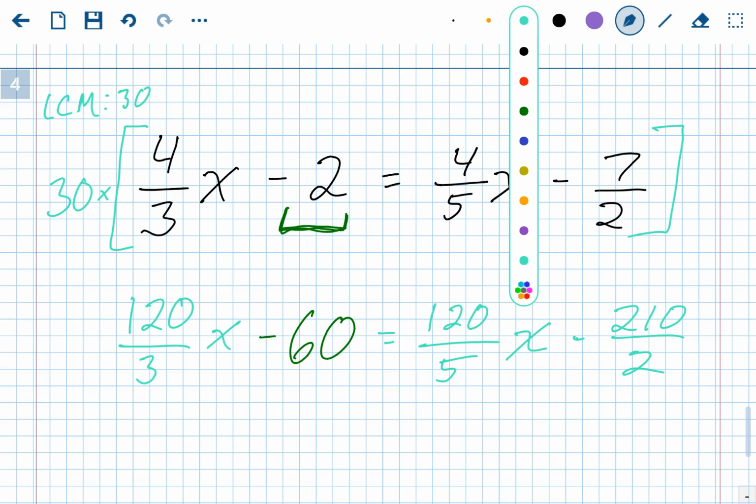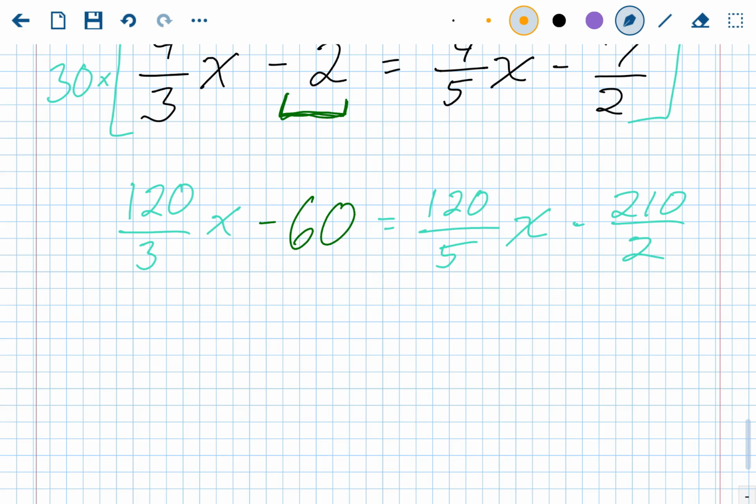Now again, if this was done correctly, if we picked the least common multiple, all of these fractions are going to simplify. Okay. So top number divided by bottom number. 120 divided by 3 is 40. Okay, so 40x minus 60, that doesn't change, equals 120 divided by 5 is 24. And then 210 divided by 2 is 105. So now we have all whole numbers. Now it's going to be a little easier to work with just whole numbers.